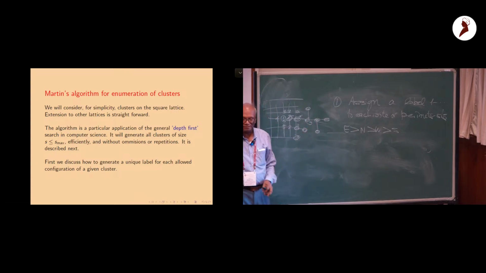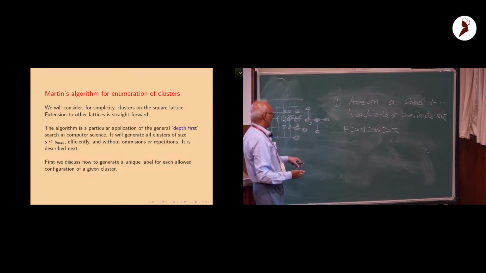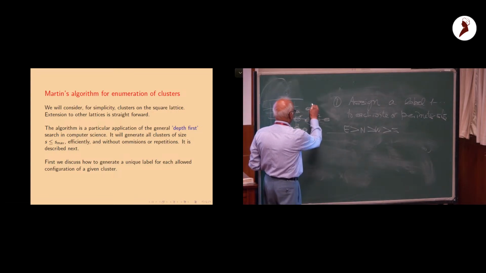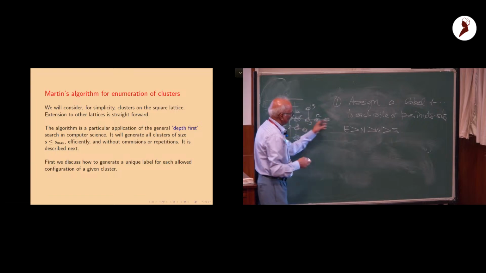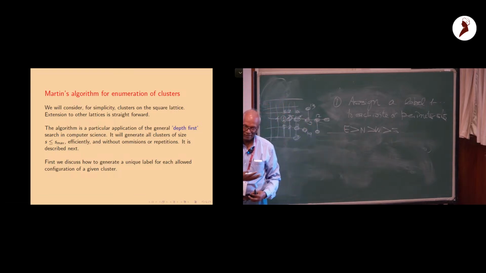I go and look at it now, and this is occupied. Then I label all its neighbors. So this will be 12, 13, 14. And I keep on going this way until I exhaust all the labeled sites. And then I stop. Okay, this is the rule.